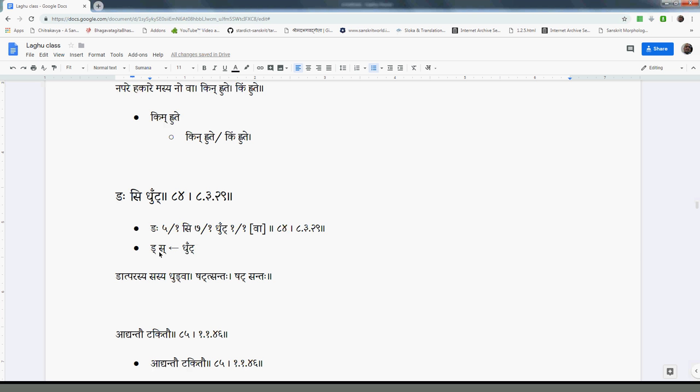We know the sutra, but when this agama is ordained for this sakara, whether it should sit before sakara or after sakara, when that kind of situation arises, then the next sutra is read there: Adyanto takito. Anyway, we'll look at this example.